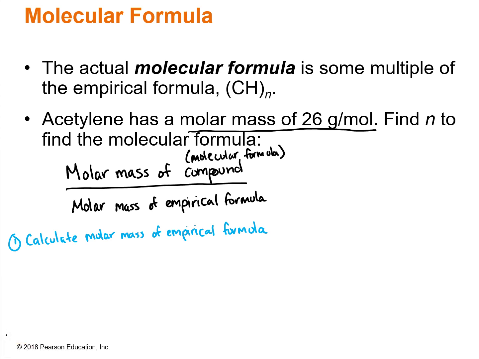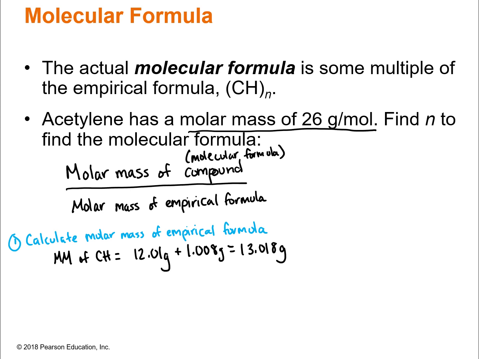Our empirical formula is CH. I abbreviate molar mass MM. Carbon is 12.01 grams. Hydrogen is 1.008 grams. When you add that together, you get 13.018 grams, which is pretty much 13.